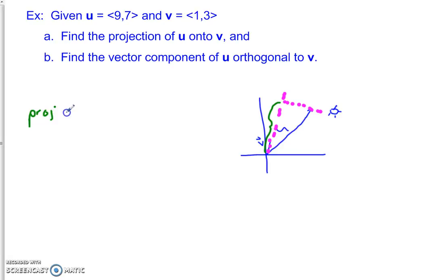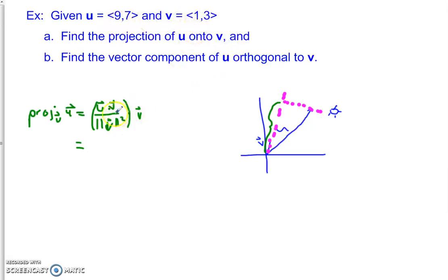So the projection of u onto v, and the order does matter, by the way, is equal to the dot product of the two, u dot v, over the magnitude of v squared, times v. And let's not put the dot there, just times v.